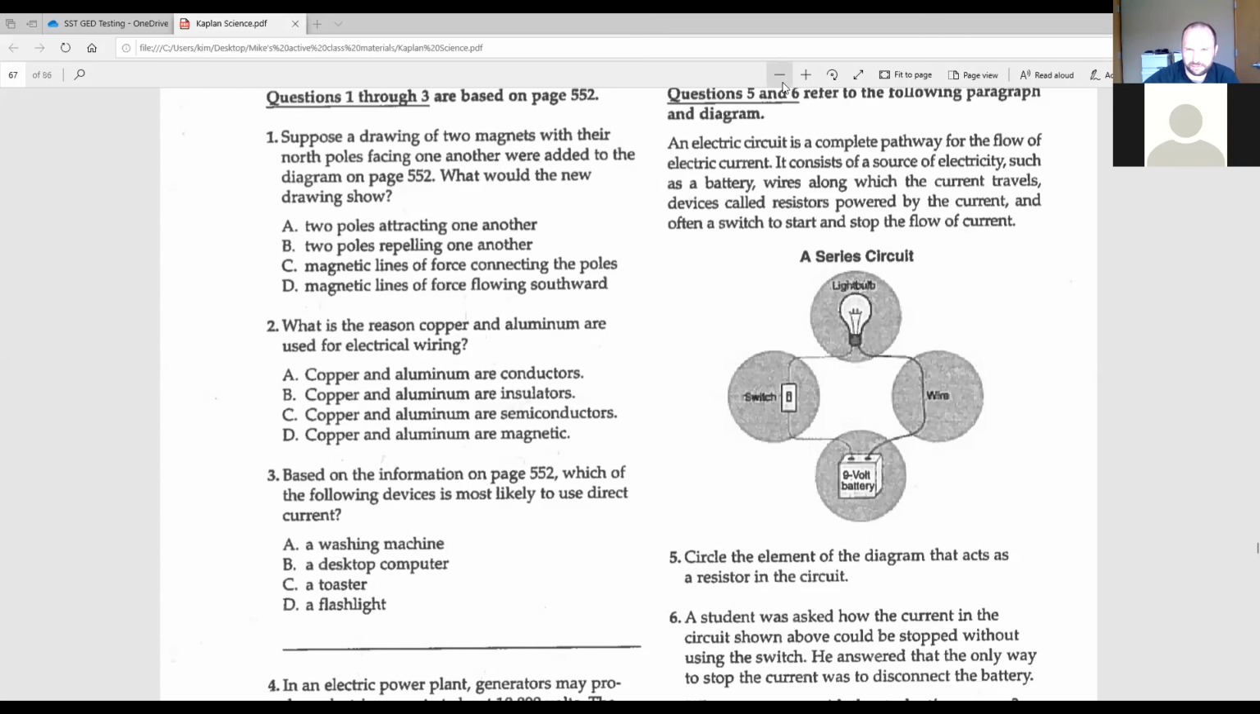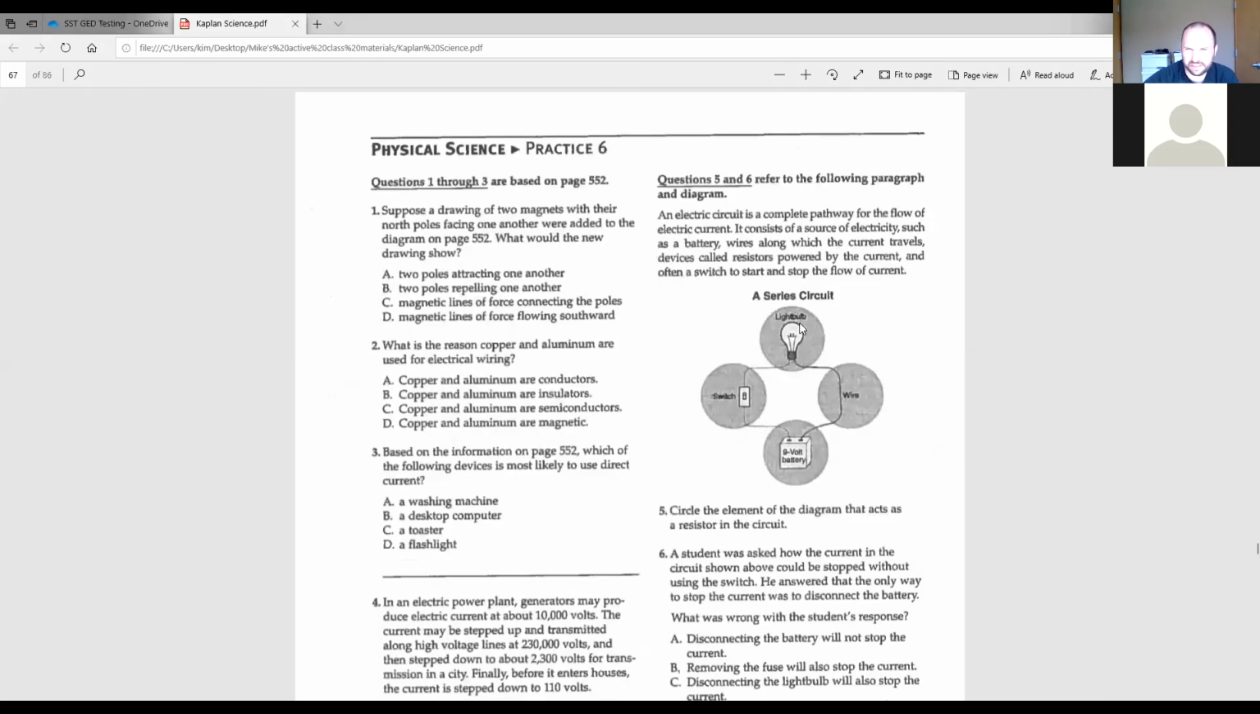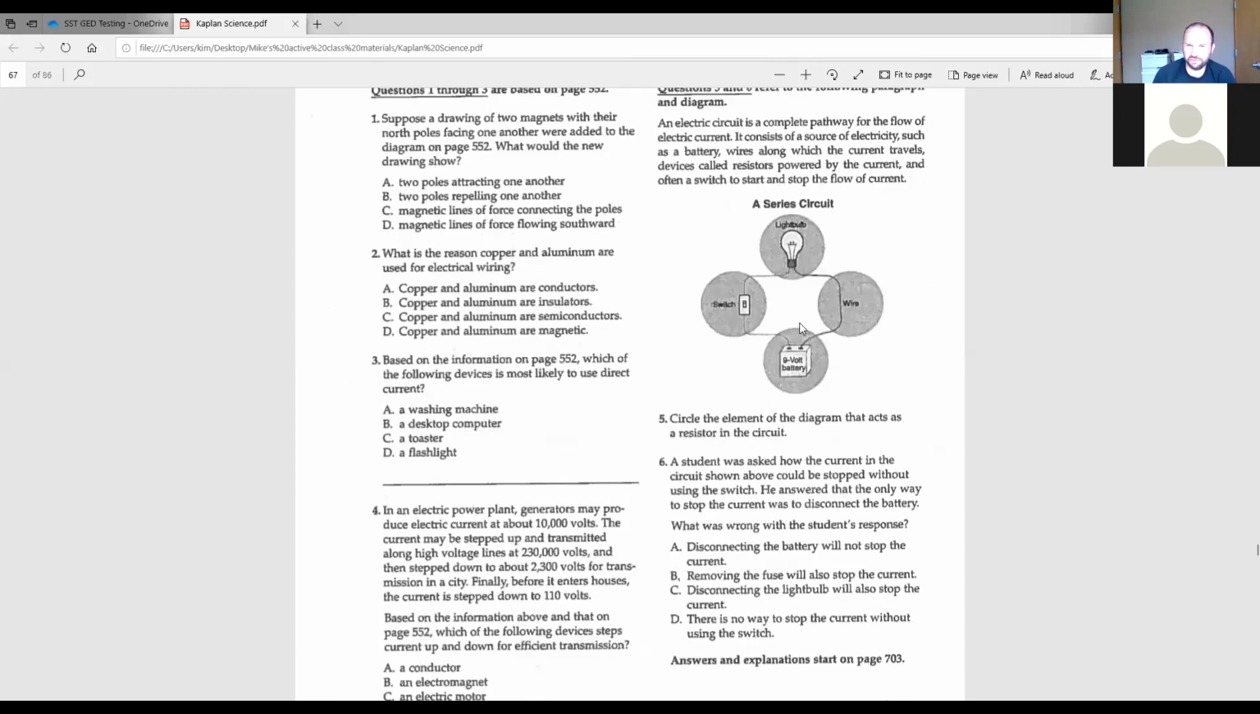Let's read through it. Number 6 says, a student was asked how the current in the circuit shown above could be stopped without using the switch. He answered the only way to stop the current was to disconnect the battery. What was wrong about the student's response? Okay? The student says the only way that we can stop the flow of electricity in that circuit is to totally disconnect the battery.